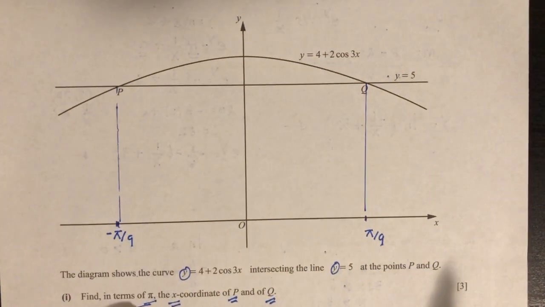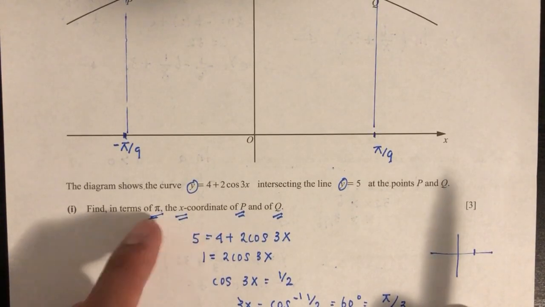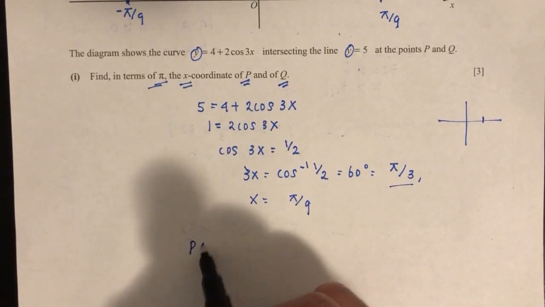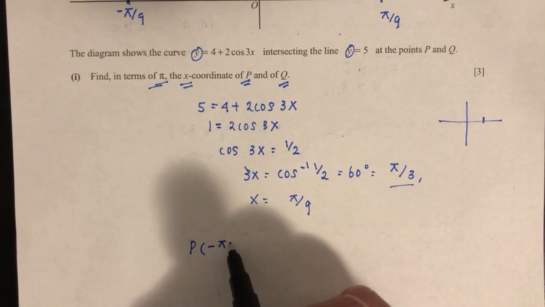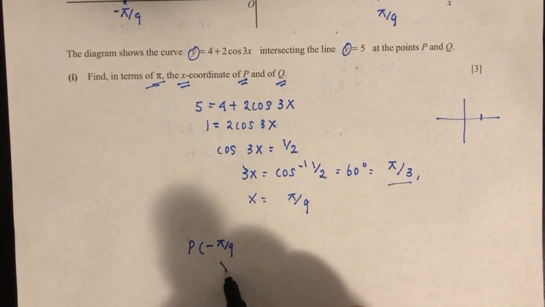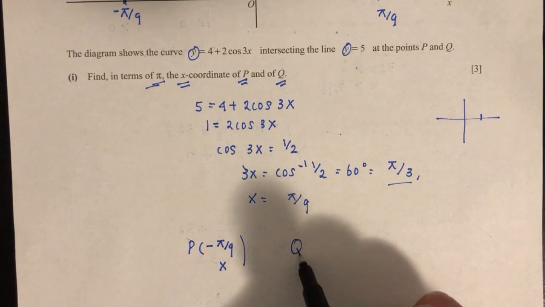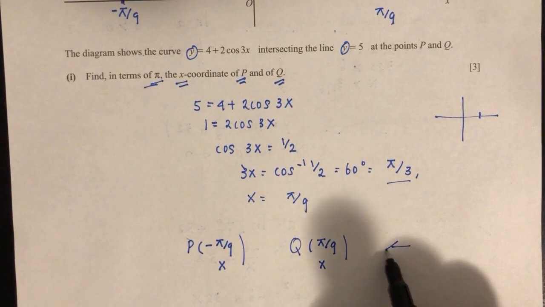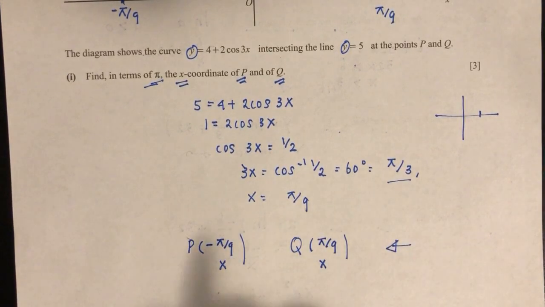Okay, so in terms of pi, find the x coordinate of p. So p will be minus pi by 9 for the x coordinate, and q will be pi by 9 for the x coordinate. This will be your answer. So now moving on to the next part. Let me find the page.